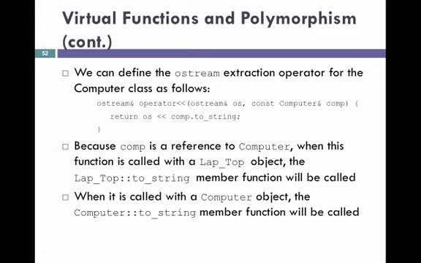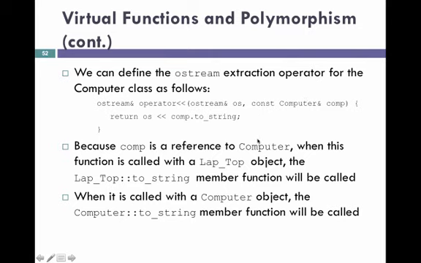Now we can define the OStream extraction operator for the computer class as follows. So we've got our extraction operator, and this parameter is a reference to a computer, an instance of class computer, and it's constant. We're not going to make any changes to this instance.